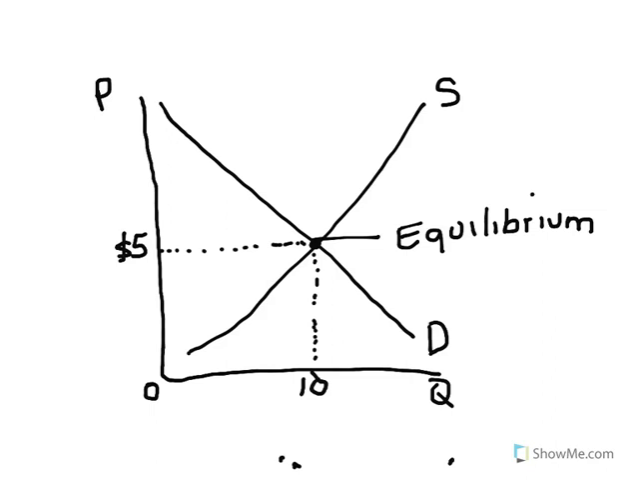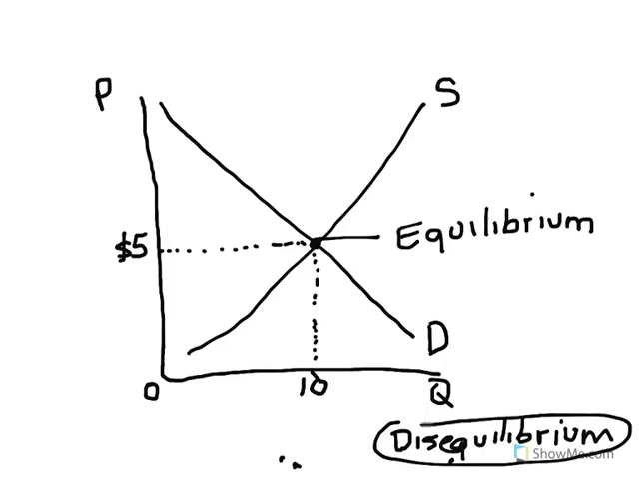If we set the price at any other point other than that equilibrium price, it's going to put the market into what we call disequilibrium. So any other price besides $5 on this graph will create what we call disequilibrium. So let's see what occurs if we set the price higher than $5. If we set the price higher than $5, let's say we set it up here, and let's say that's $7.